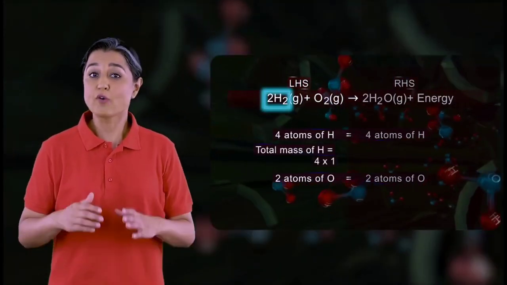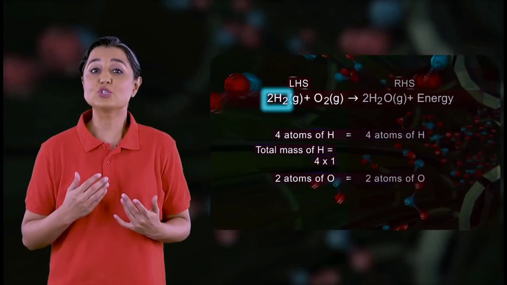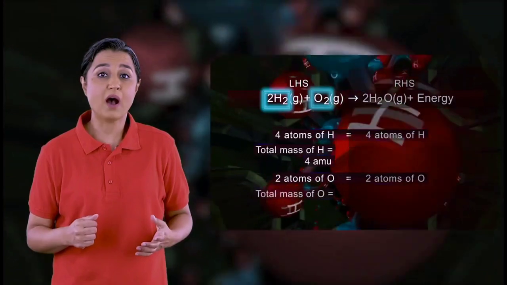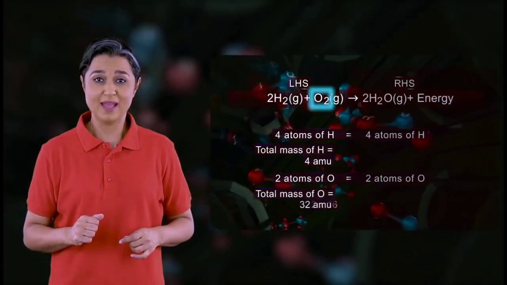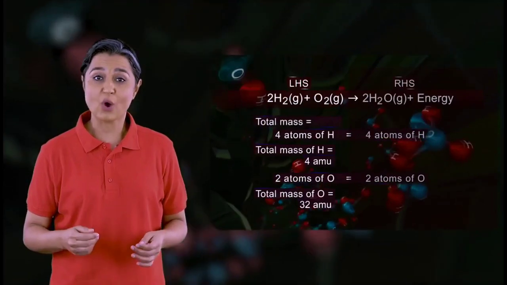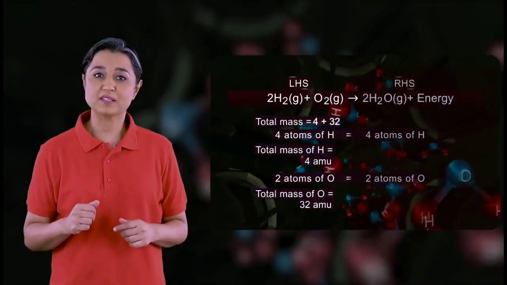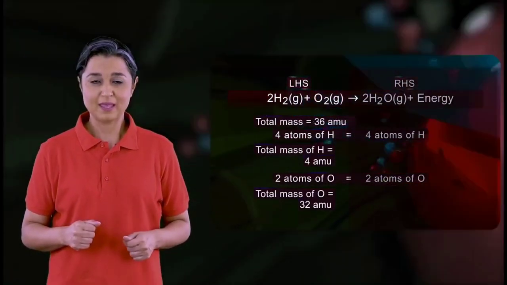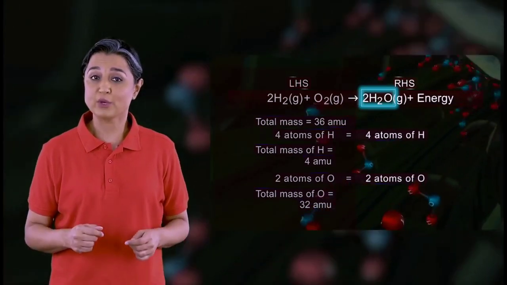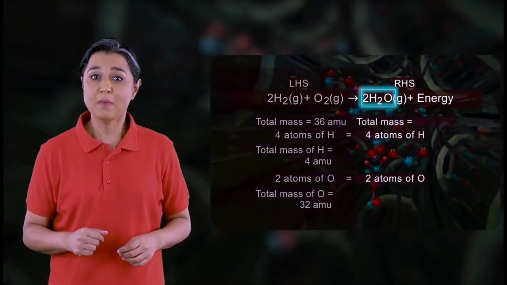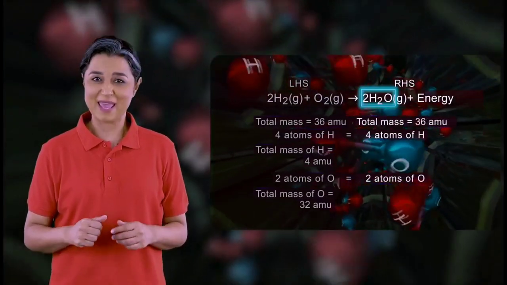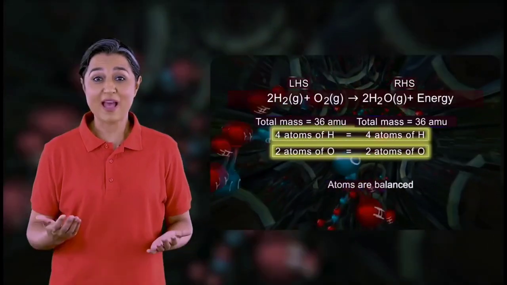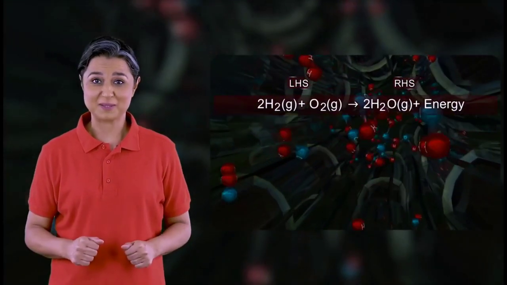2H2, that is 4 hydrogen atoms, have a total mass of 4 AMU. O2 has a total mass of 32 AMU, and hence the total mass on LHS is 4 plus 32, which is equal to 36 AMU. The RHS has 2 molecules of water. The total mass is equal to 36 AMU. Thus, this equation balances the number of atoms as well as their mass.